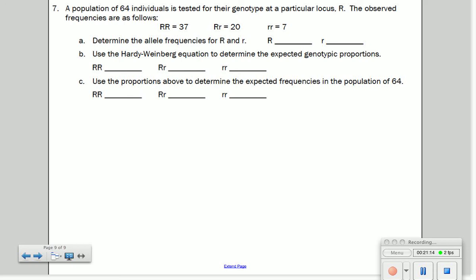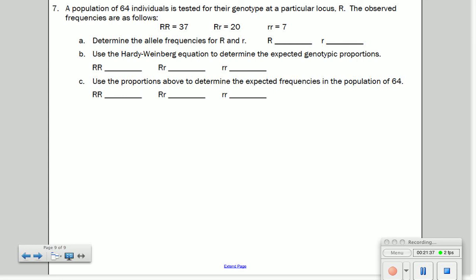This one was kind of tricky, I'm not going to lie, but it's the same kind of concepts that we've been dealing with in the previous problems. So we're supposed to determine the allele frequencies for big R and little r, and they give us genotypes. So first we have to figure out the alleles here.